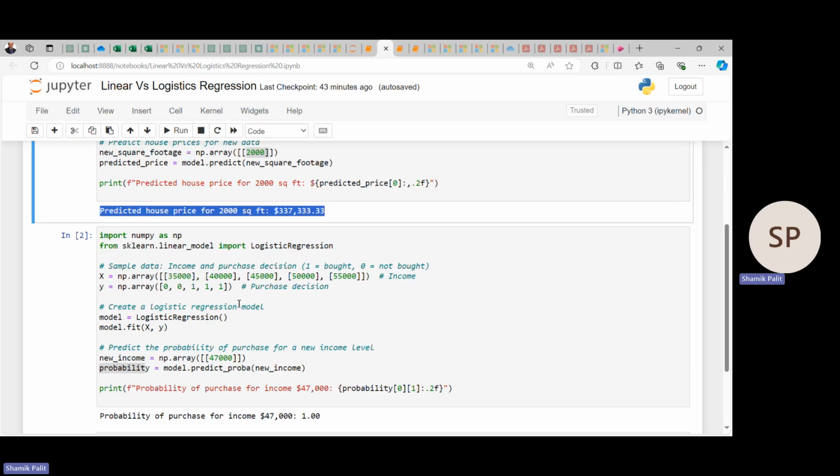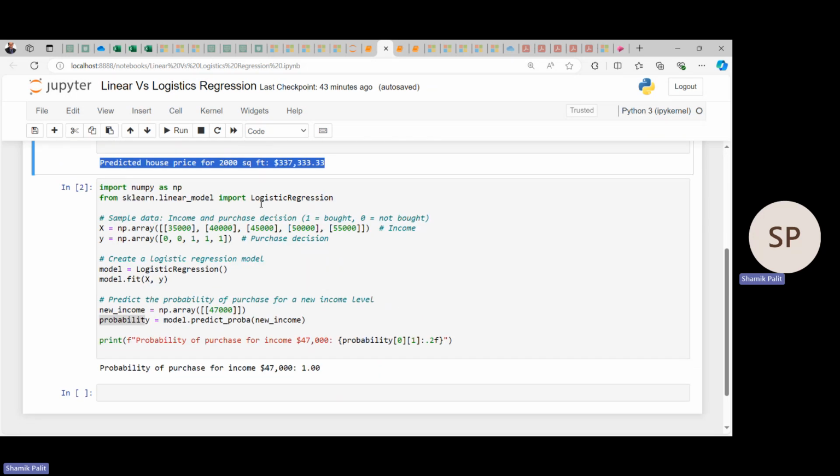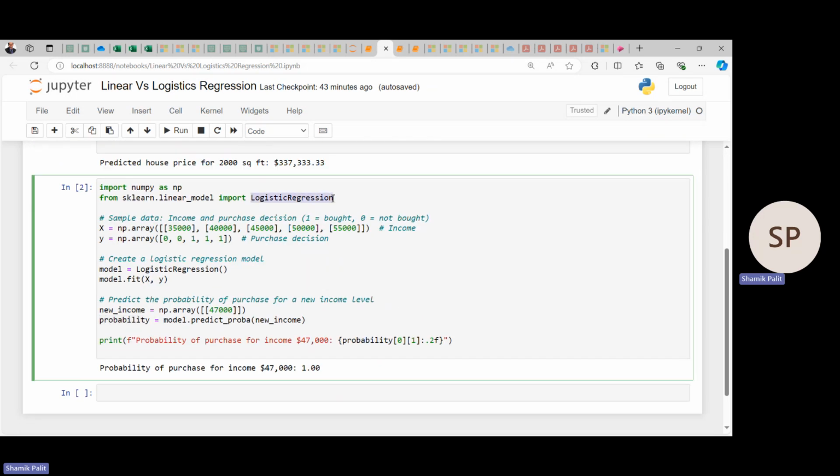Whereas the second problem is solved using logistic regression. Like linear regression, here we have imported logistic regression from the scikit-learn package, and we have considered a slightly different data set, because our main intention is to find out the decision of the buyer, whether the buyer is going to purchase the house or not. For that, we have taken a specific list of arrays. The first array represents the income range, and the second represents the decisions.